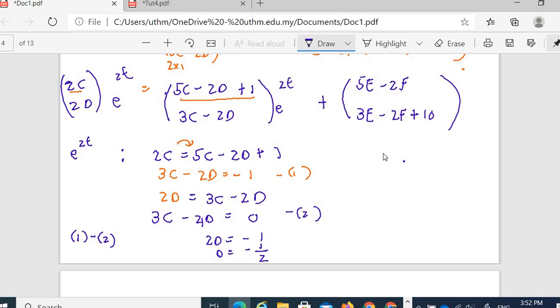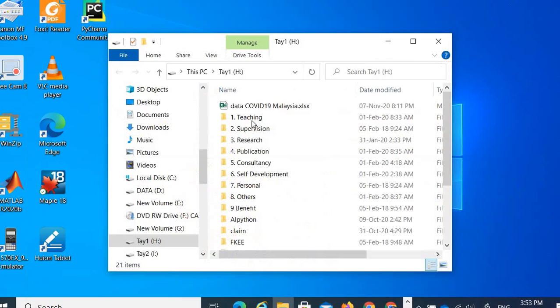Solving 1 and 2, I get d is negative half. After I get d equal to negative half, plug it back in and you get c. Or you may use your scientific calculator to solve it quickly. Then you press your scientific calculator.